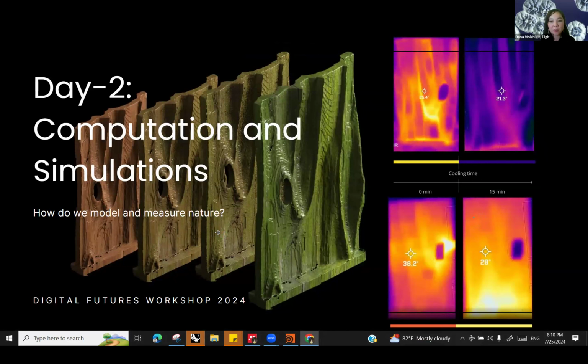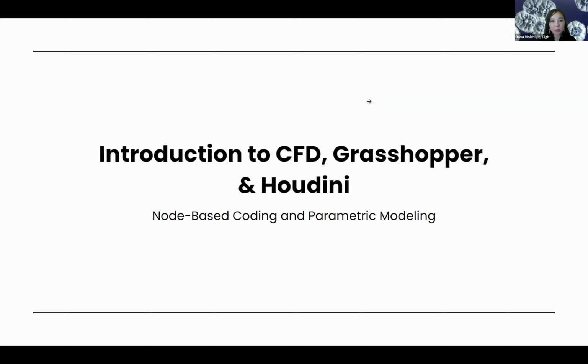Computation and environmental simulations are crucial for biodesign processes because they enable modeling, anticipating and projection of biological systems, allowing designers to understand and predict how organisms will interact with their materials and the environment. Today we'll go through very quickly some of the Houdini tools, Grasshopper tools, and Autodesk CFD tools. Houdini and Grasshopper are node-based coding parametric modeling tools, and CFD is a simulation tool.